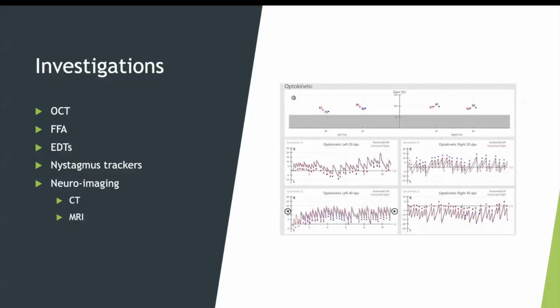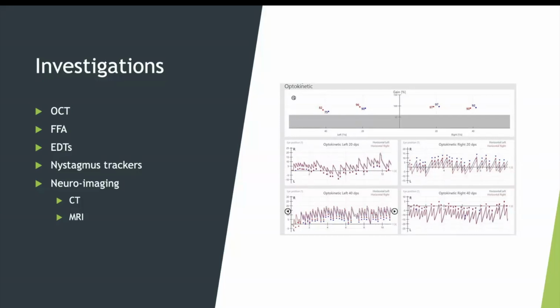You've got the usual investigations that you'll come across, your OCTs, your FFAs. There are a few tutorials now under the investigations playlist looking at OCTs, FFAs and EDTs. You can also sometimes track someone's nystagmus, for example, and this is a picture of what you can get in terms of tracking the eye movements of the left and right eyes. You can do that in 9 positions of gaze, looking at a screen and trying to characterize the kind of nystagmus you're looking at.